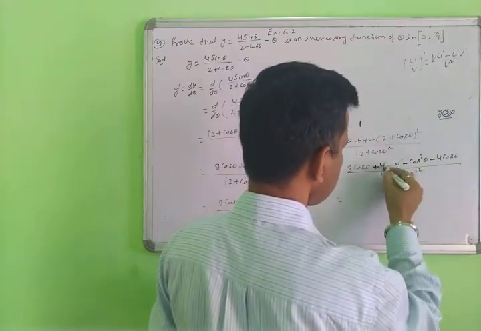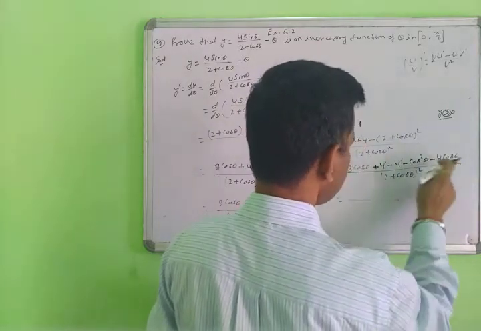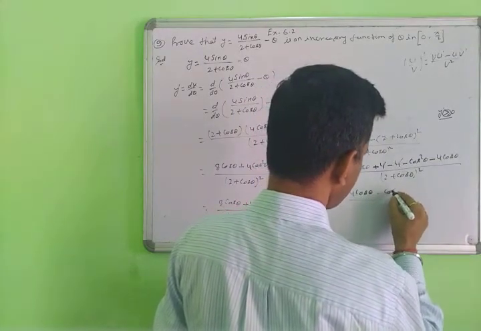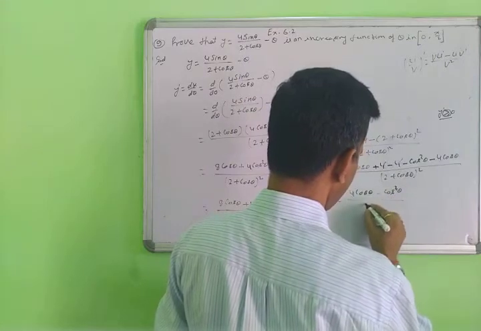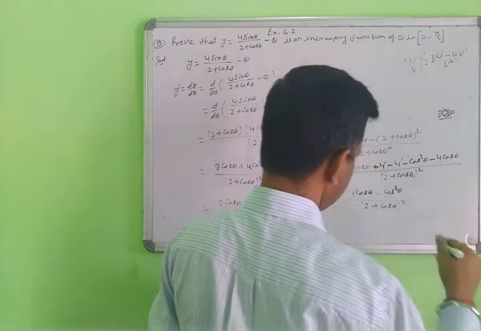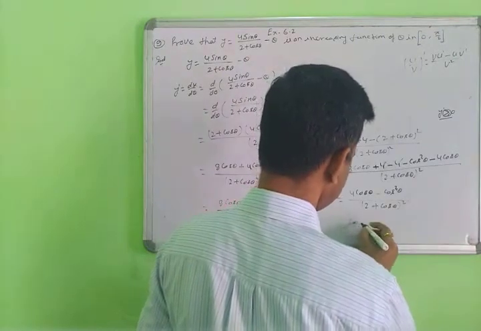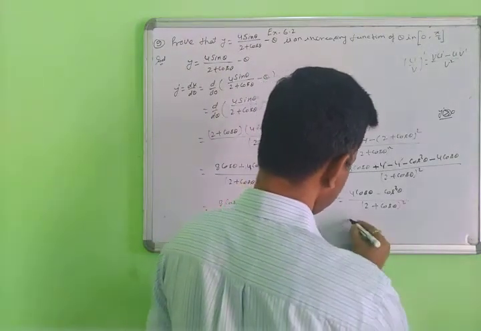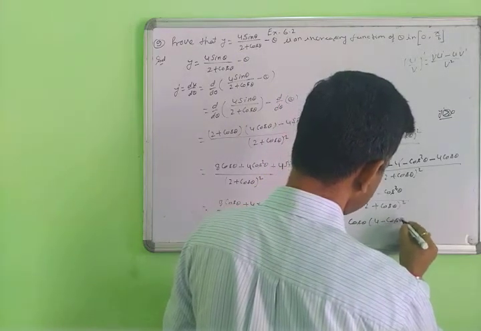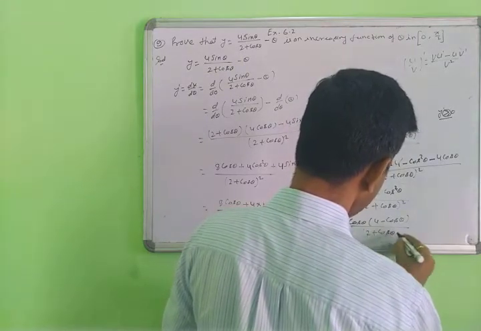What is left here? The 4 cancels. 4 cos theta and 8 cos theta: what is left is 8 cos theta minus 4 cos theta, that is 4 cos theta, and minus cos square theta, upon 2 plus cos theta whole square. Next, taking cos theta common, what is left is 4 minus cos theta upon 2 plus cos theta whole square.